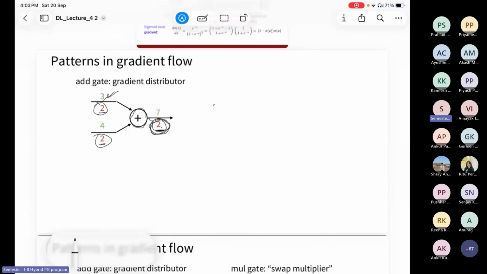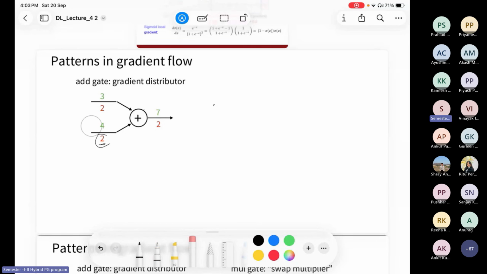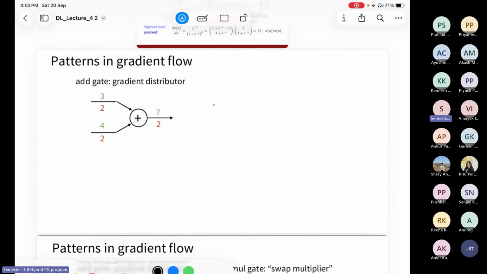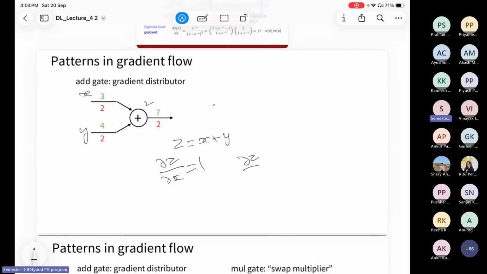It's very simple. Actually, we have already seen this in the previous slides. When you are doing addition, you have X and Y, and you are adding them to get Z. So Z equals X plus Y. If I ask you what is the gradient of del Z by del X, you can say 1. Del Z by del Y is also 1. This is a very simple formula.